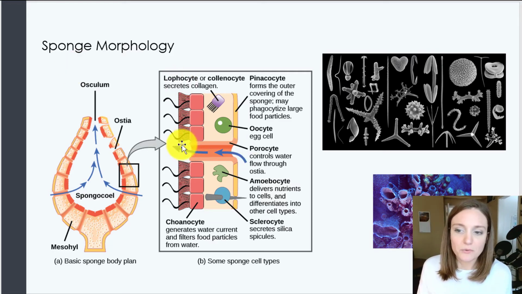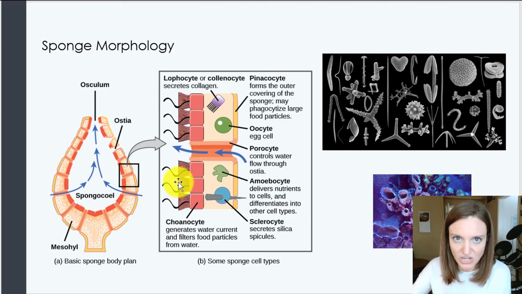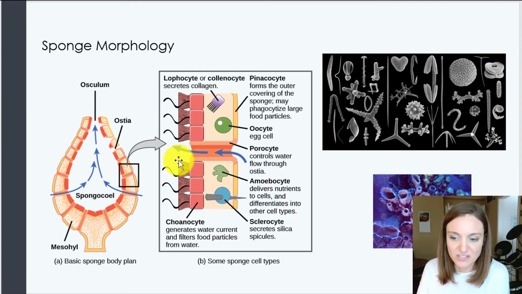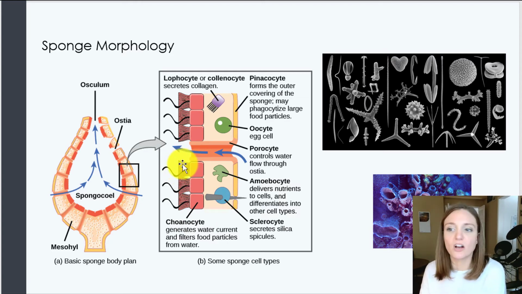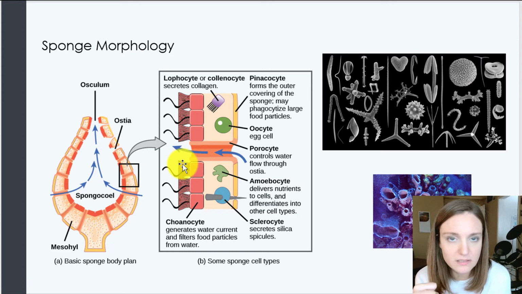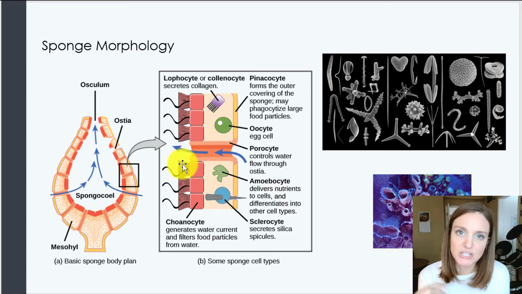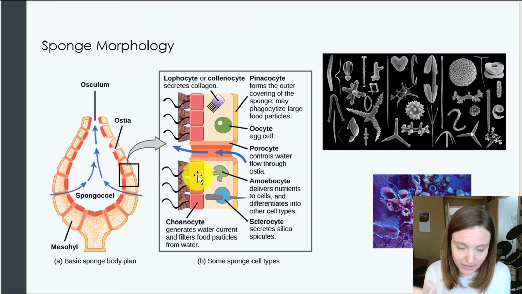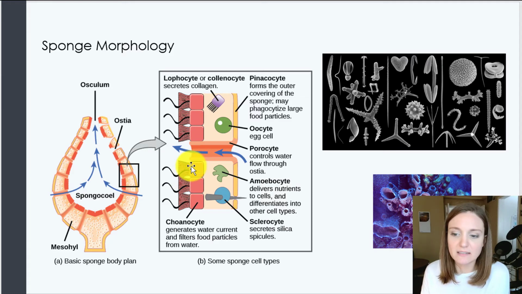As it's moving water through its body, these choanocytes, as they're flopping their flagella, they are ringed by these collars. And these collars are what trap the food particles, the viruses, the bacteria, detritus, things like that. And so the actual eating of the sponge, the actual feeding of the sponge, happens at these choanocyte cells.